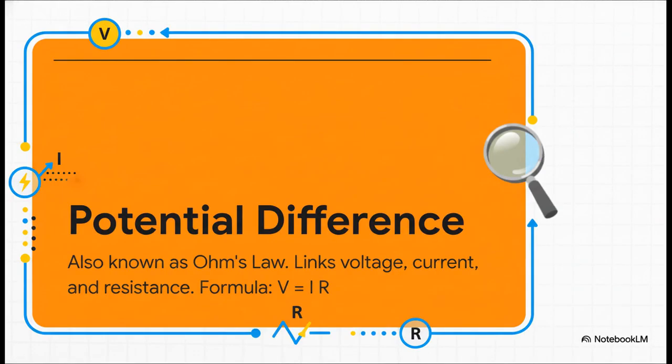You'll probably hear this called Ohm's law. It's so important. It describes the relationship between potential difference, that's voltage, V, which is like the electrical push, the current, I, which is the flow of charge, and resistance, R, which is anything that tries to slow that flow down. V equals IR. Drill it into your brain.